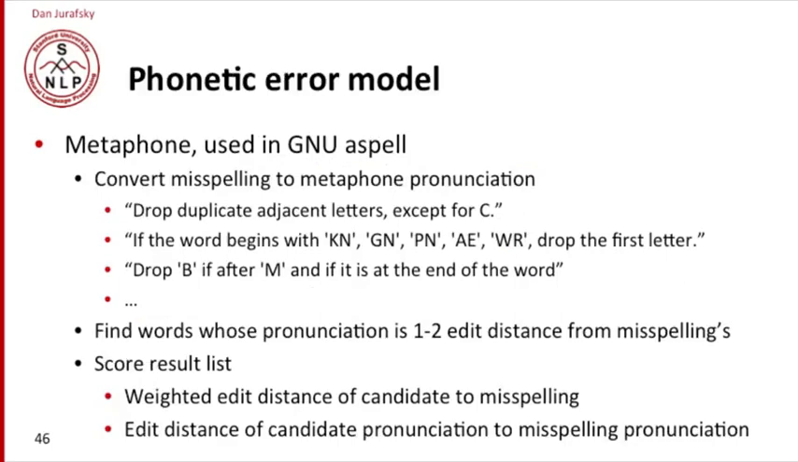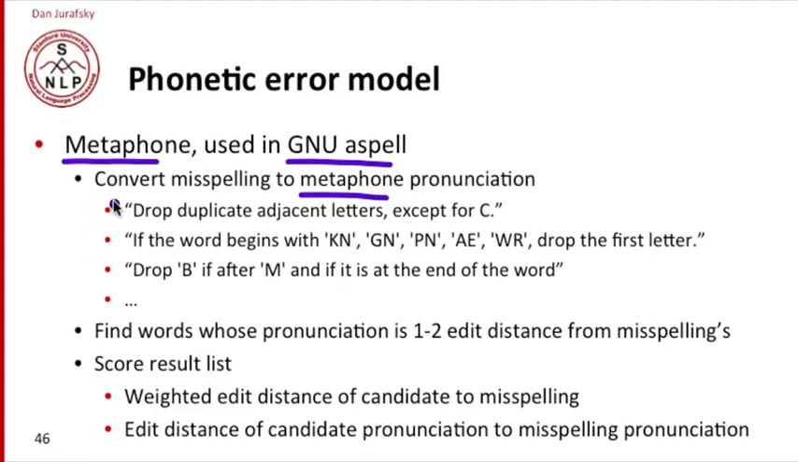Something else that's used in state-of-the-art systems is to use not just the spelling but the pronunciation of the word to help us find errors. So the Metaphone system, which is used in GNU ASpell, instead of just asking for candidates that have a similar spelling, asks for candidates that have a similar pronunciation. And that's done by first converting the misspelling to a pronunciation, and the Metaphone is a simplified pronunciation system, a set of rules that convert a word into something approximating a pronunciation.